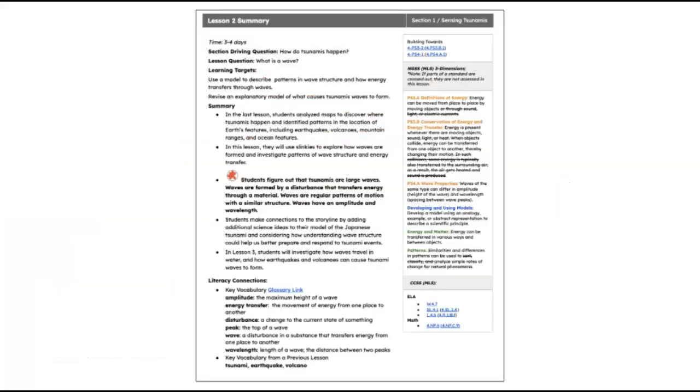There are several opportunities for ELA and math cross-curricular connections throughout the lesson. You can look for specific standard connections in the Unit 19 Teacher Guide. This lesson will take approximately 3 to 4 days to complete.